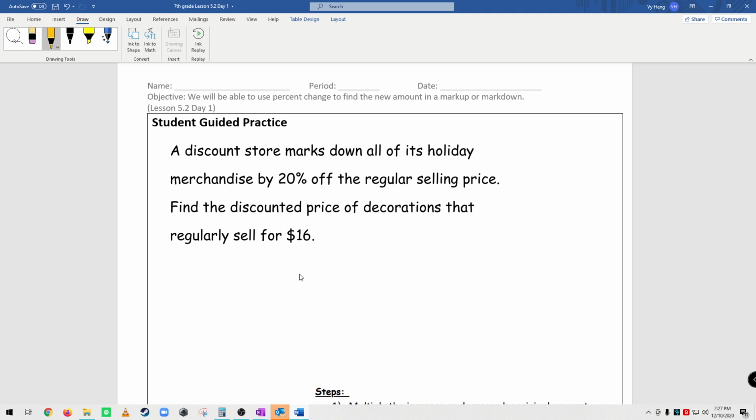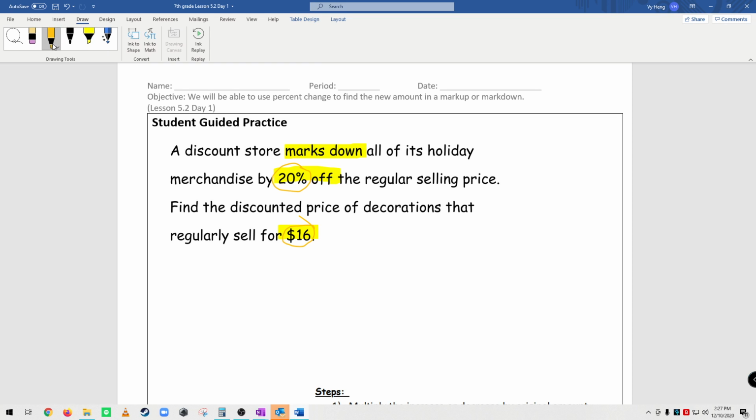So here's a markdown one that we already did. It says a discount store marks down all of its holiday merchandise by 20% off the regular selling price. Find the discounted price of decorations that regularly sell for $16. So currently, this discount store is going to give you a good sale, okay? So what we're going to do here is we're going to go ahead and highlight the 20% off, right? That's a markdown. We're also going to highlight that 16, the regular price, the original price.